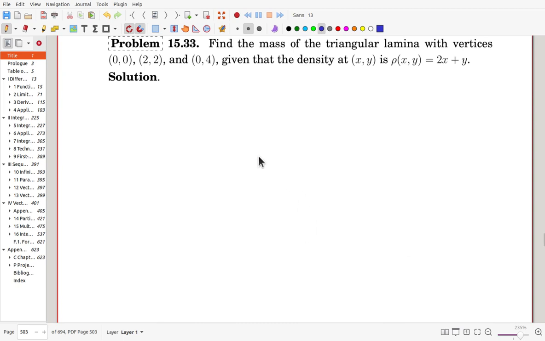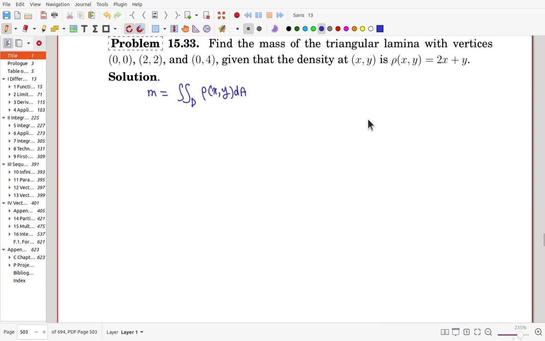Find the mass of a triangular lamina with vertices, we have 3 points, given that the density at (x, y) is 2x plus y. For this problem, what we have to do is to find the mass. And mass is defined as a double integral over the region of the density.